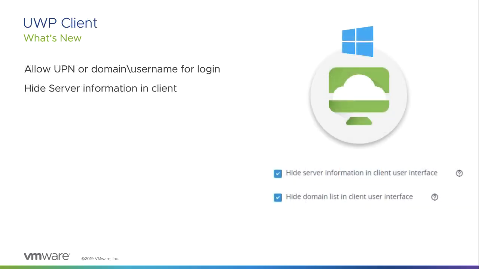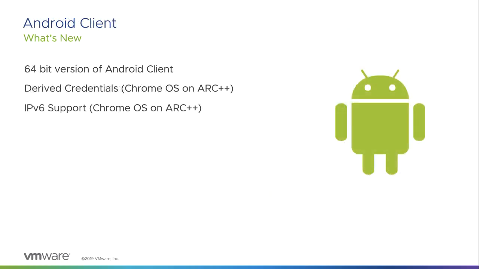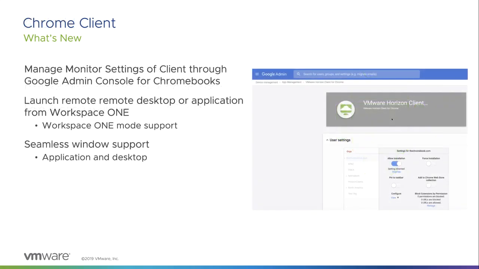In the UWP client, we allow the UPN to be used, and we allow the server information to be hidden in the client. In the Android client, we have a new 64-bit version, and we support derived credentials and IPv6 in the ARC++ client. In the Chrome client, we now have the ability to manage monitor settings through the Google admin, and we have the ability to connect with seamless windows to both applications and desktops with the Chrome client.